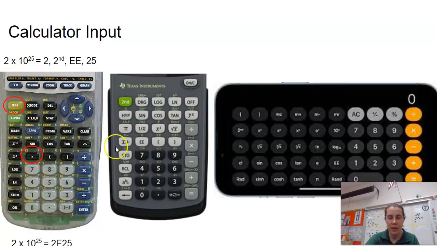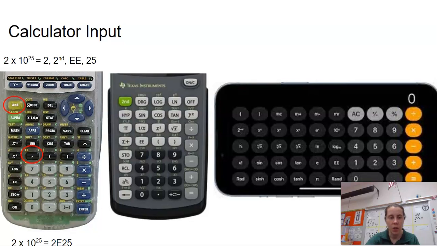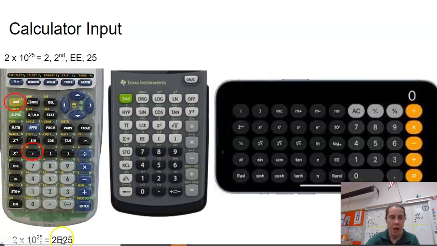The output that the calculator will give you looks like that. It would come out as 2 and then a capital E 25. Don't write that on your paper when you're doing a calculation. This means 2 times 10 to the 25th, so you need to convert it back out of the calculator notation.